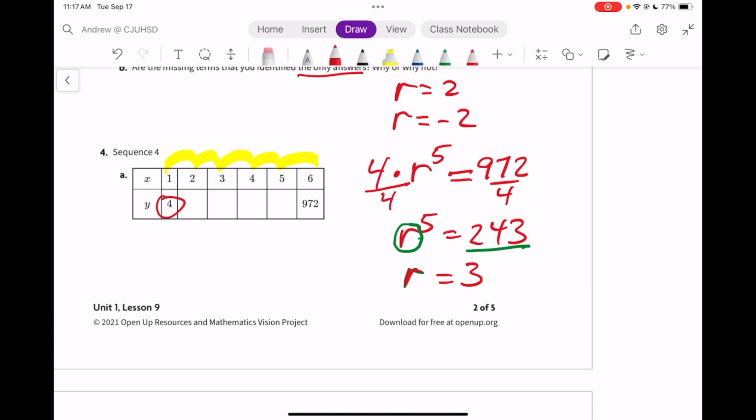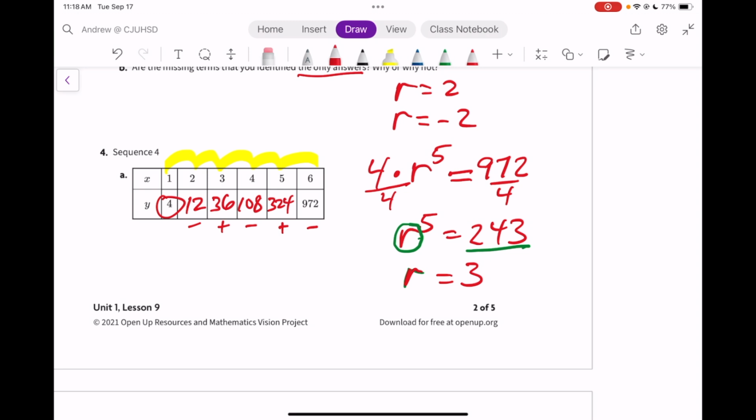Well, let's do the numbers first. This would be 12. 12 times 3, 36. 36 times 3, 108. 108 times 3, 324. And then 972. But if this was negative 3, then this would have been negative 12, positive 36, negative 108, positive 324, and negative 972.